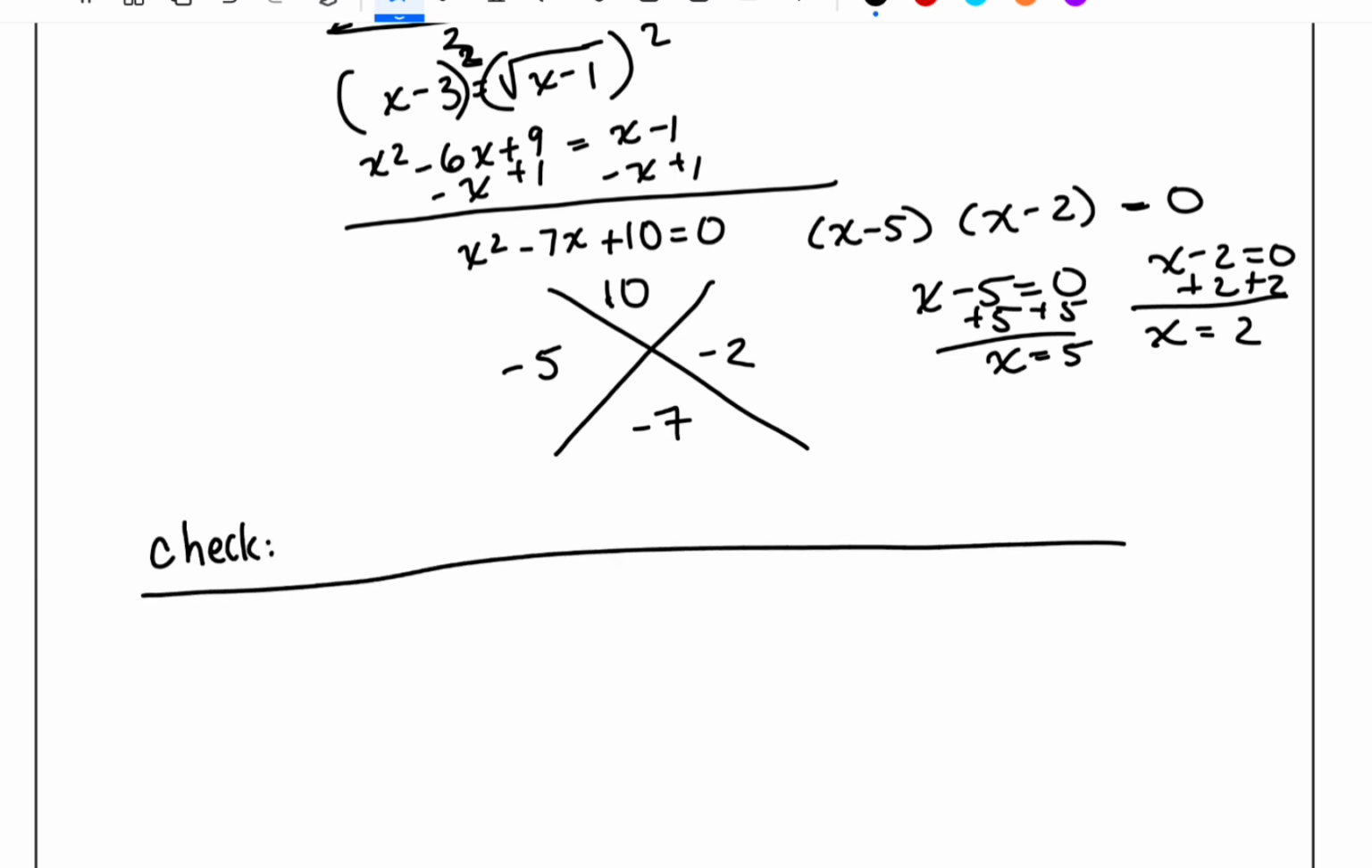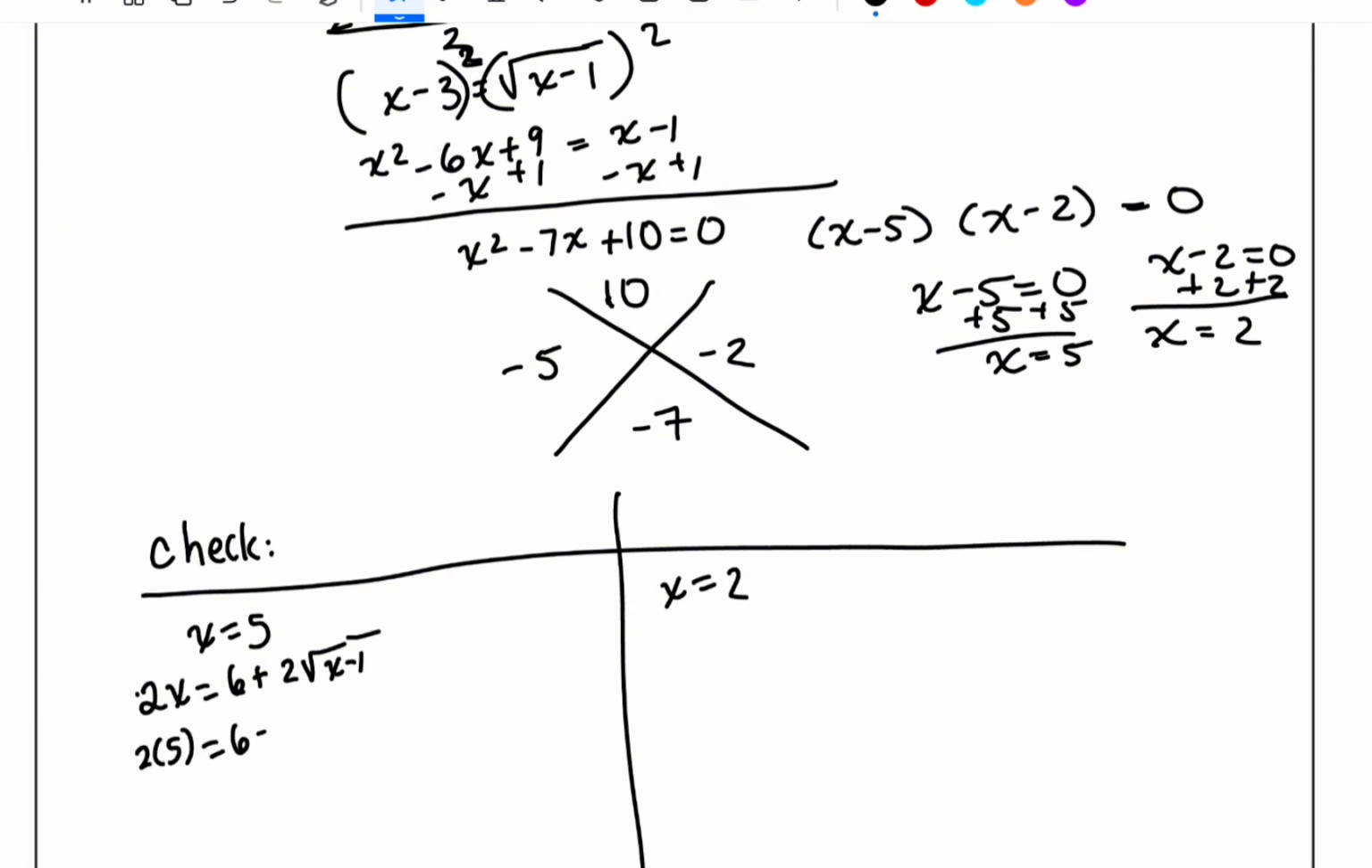Let's do x equals 5 here and x equals 2 here. So our original equation was 2x equals 6 plus 2 square root of x minus 1. So we just plug it in. So 2 times 5 equals 6 plus 2 square root of 5 minus 1.